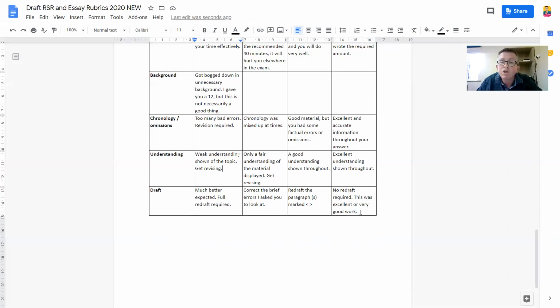And again, perfection will look like this. No redraft required. This was excellent or very good work. All right, so that's the rubric. I hope it's of help.